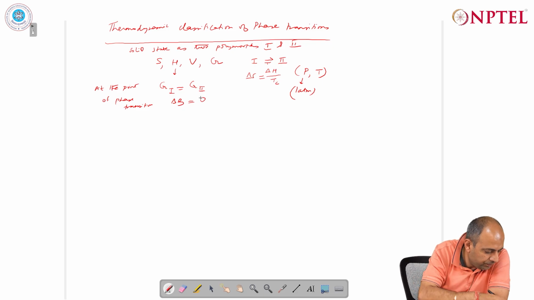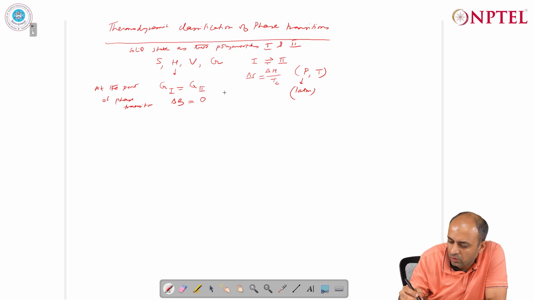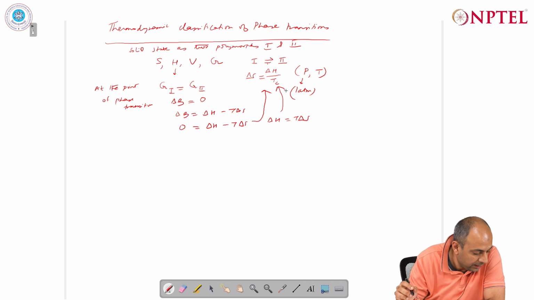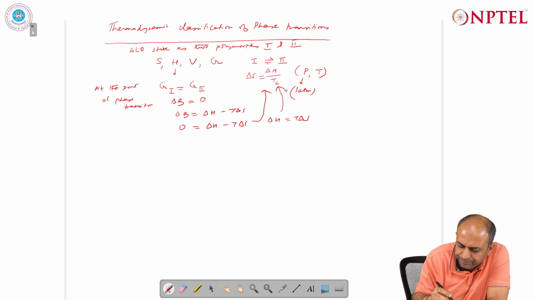Because delta G is equal to 0, and from the expression delta G = delta H minus T delta S, this is equal to 0. So delta H minus T delta S equals 0, and this gives the relationship delta H = T delta S, from where we get the entropy change, delta S = delta H / T. And we can now look at the classification of the phase transitions.